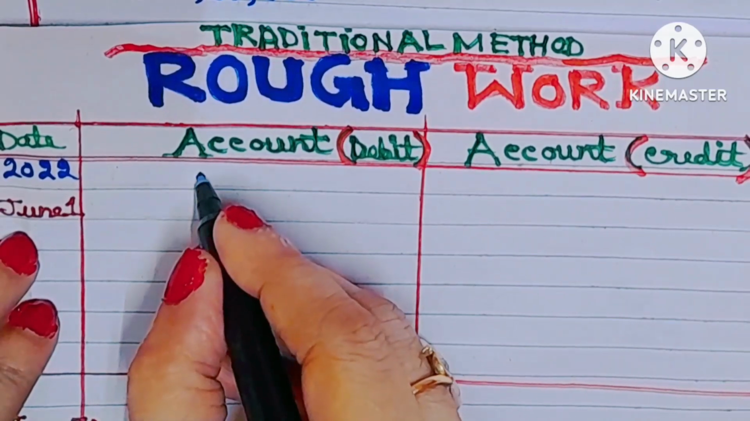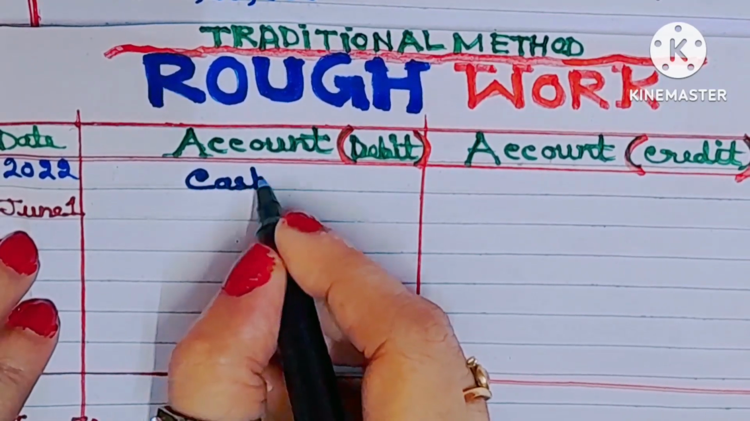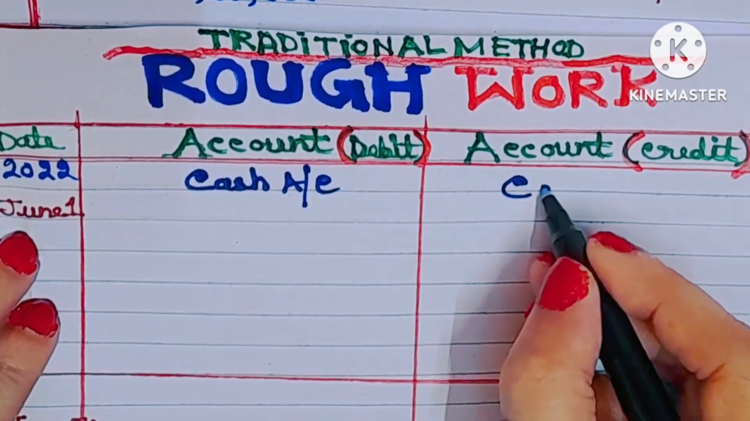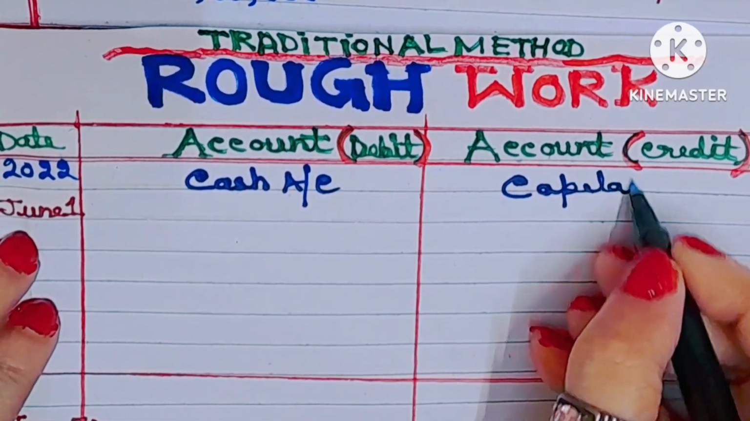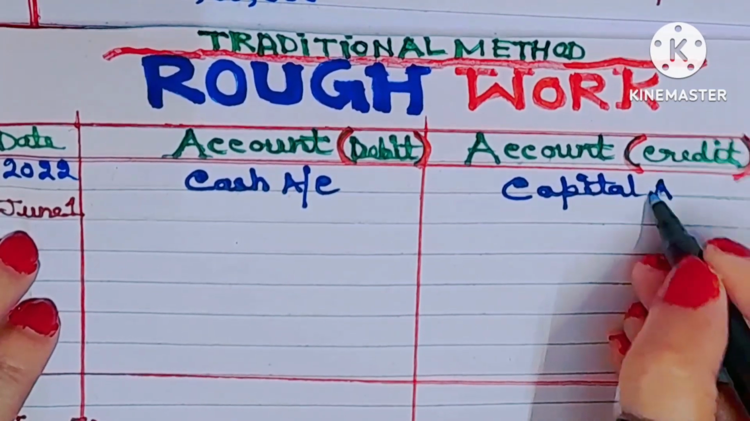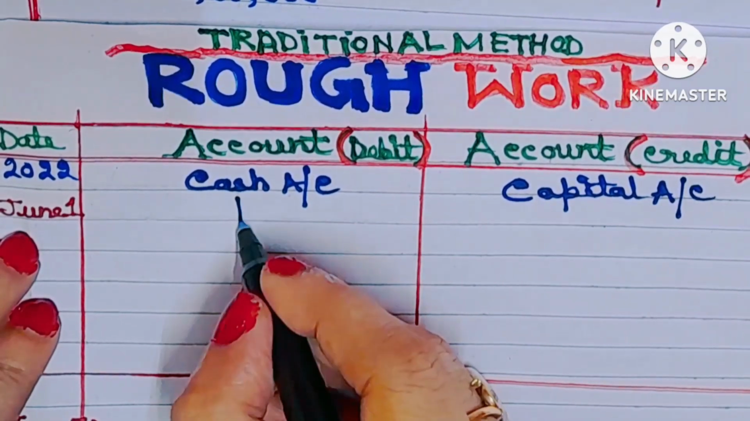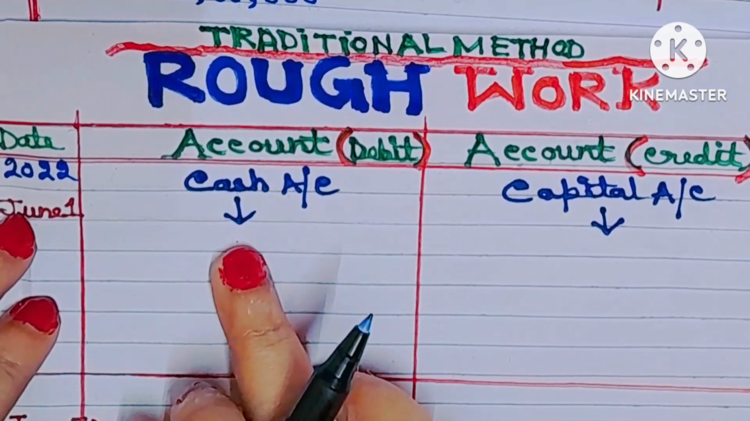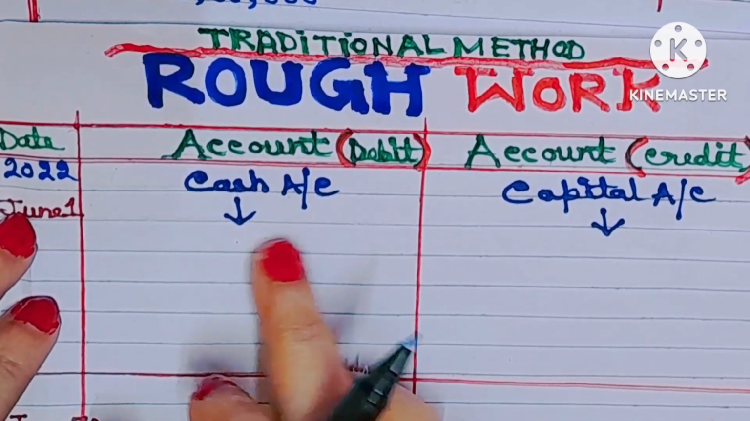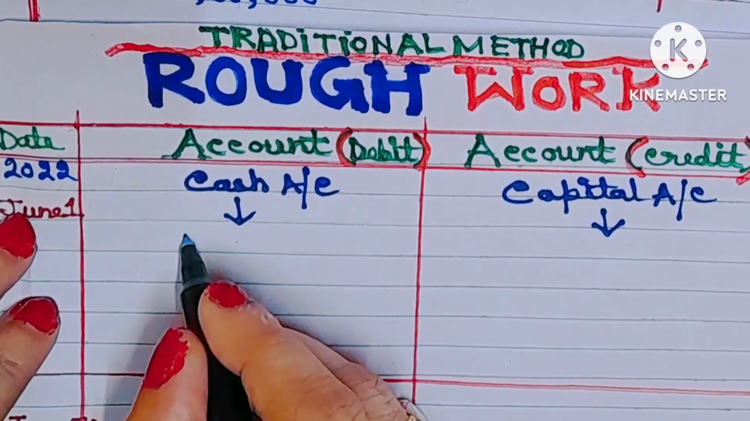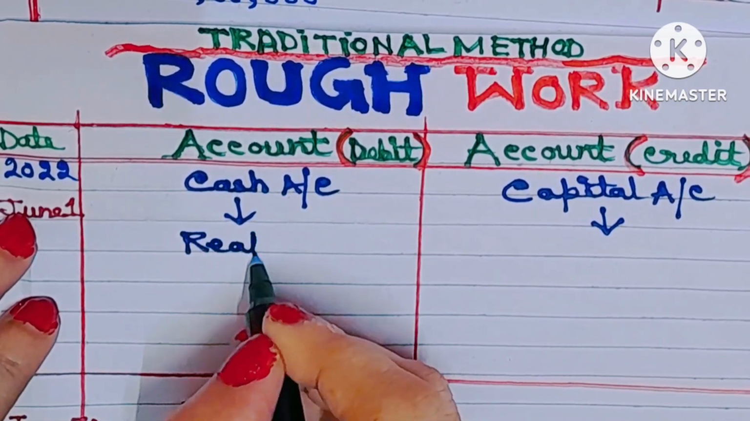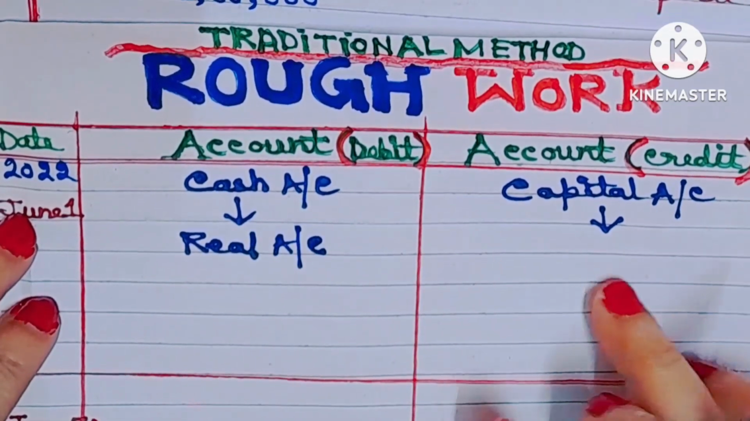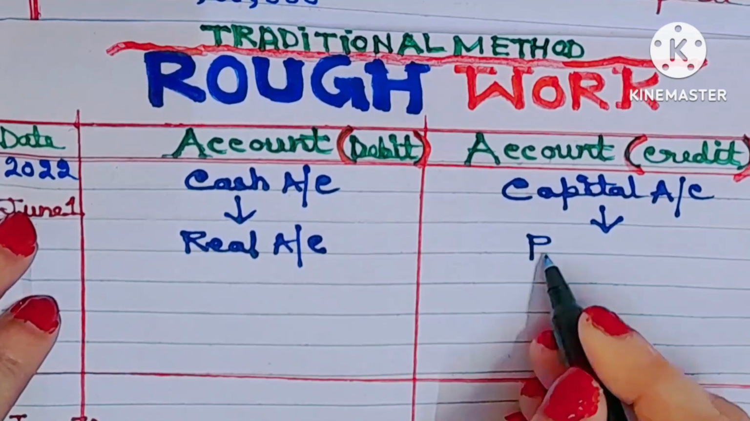Okay, so let's write. First one is cash account. And the second one is capital account. Okay. As we know, cash account is an asset. So cash account comes under real account. And capital account comes under personal account.